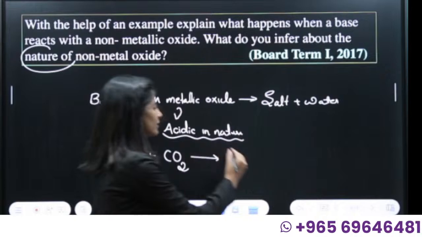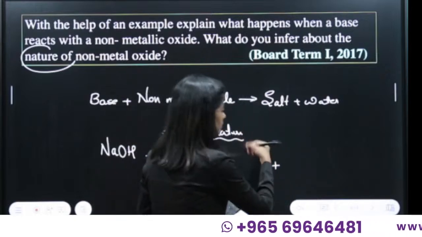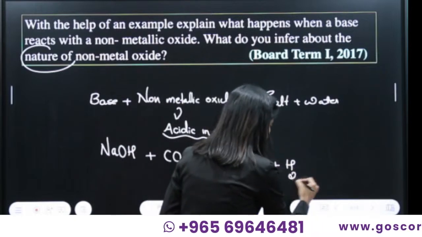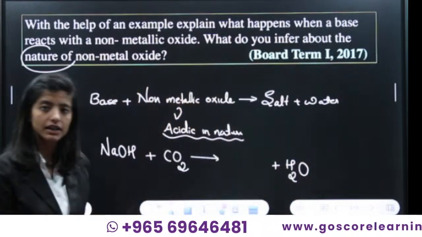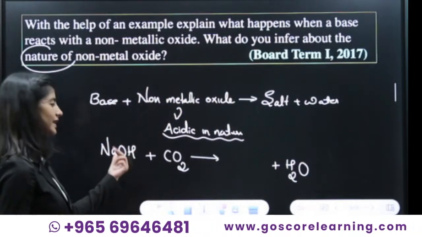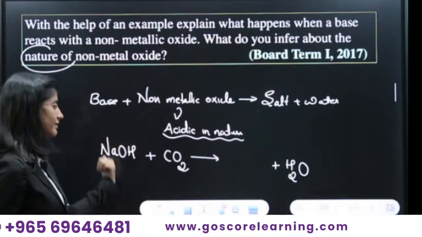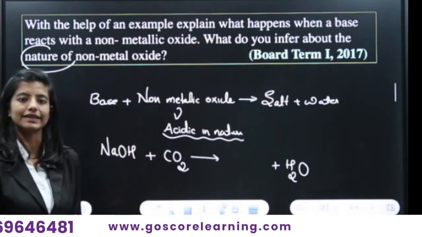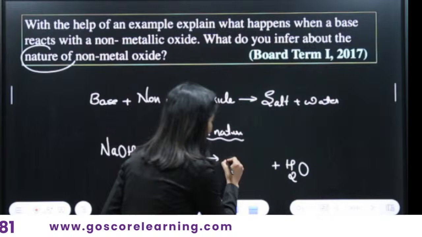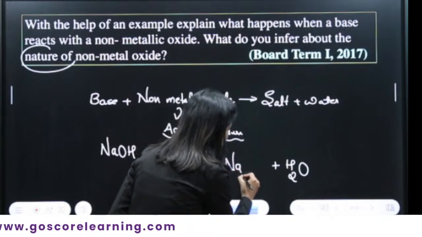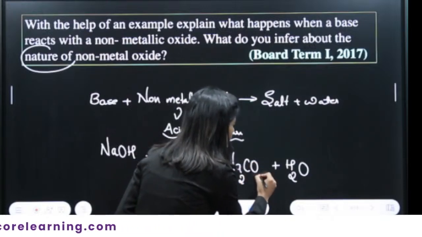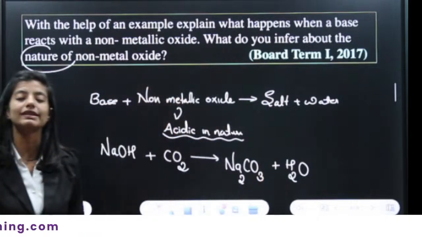If you're confused about the salt which is formed, write down the water first and then write down the remaining thing. Excluding the water, we'll have the sodium and the carbon dioxide. So definitely the product will be sodium carbonate itself. The formula for sodium carbonate is Na2CO3.